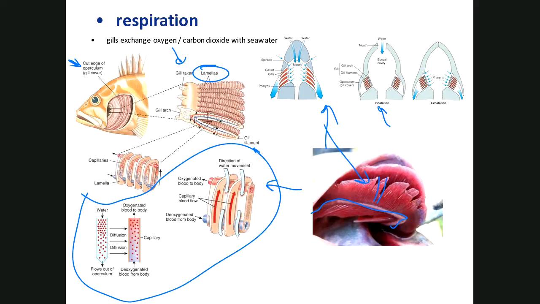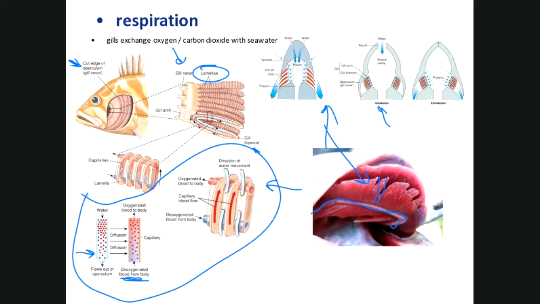Now what does that do? Well, now look down to the lower left. Imagine that on the right-hand side is the capillary. That's your blood vessel. And on the left-hand side is the water that's moving over your gills. Now, they're moving in opposite directions. So your blood vessel is receiving deoxygenated blood from the body. You're receiving blood that has already been used by your body. There's not a lot of oxygen in it. There's not a lot of oxygen in the water that's flowing over that part either.